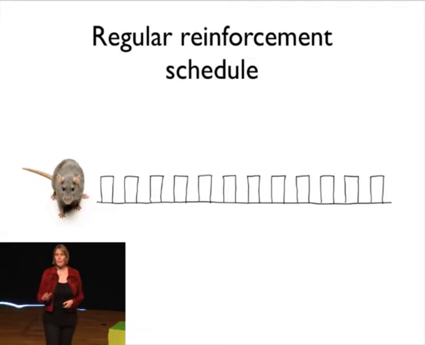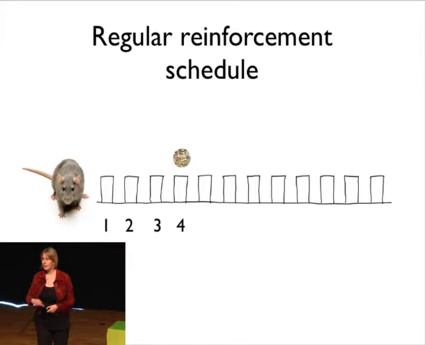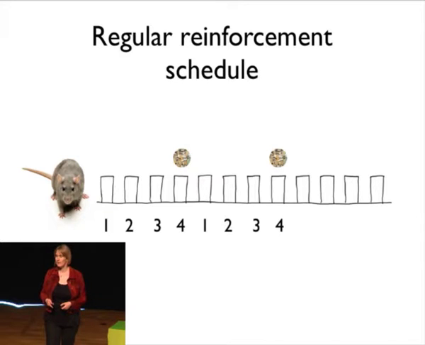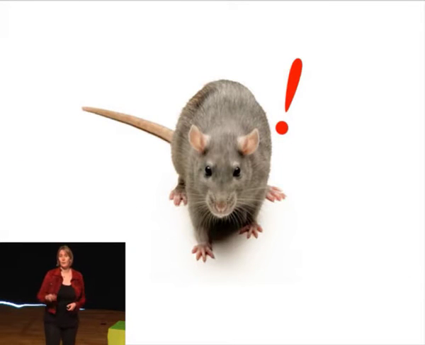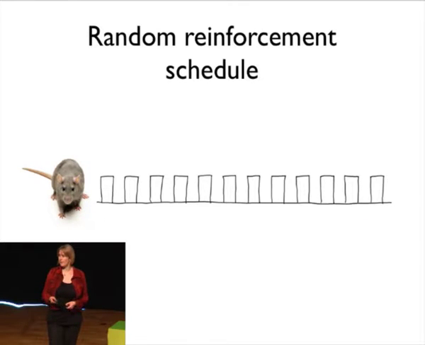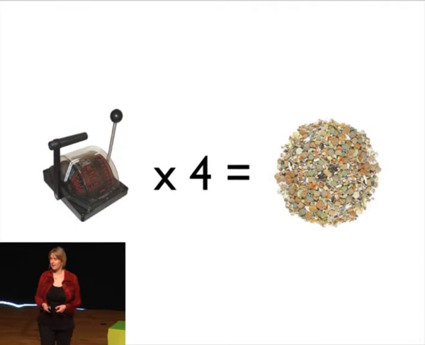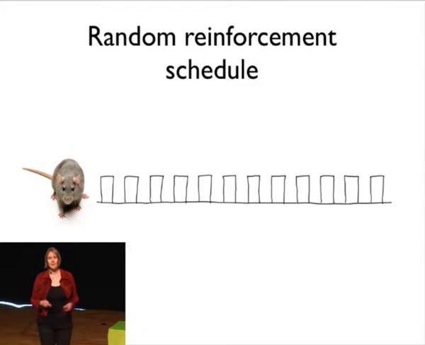So what B.F. Skinner discovered is that rats can count. So if a rat gets rewarded after pressing the bar 4 times, and they get rewarded again after another 4 presses and another, they put 4 and 4 and 4 together and have a little epiphany and go, oh, right, okay. If I push the lever 4 times, then I'm going to get a reward. But what happens if you change that, if you add in randomness? Well, this is something that Skinner did.